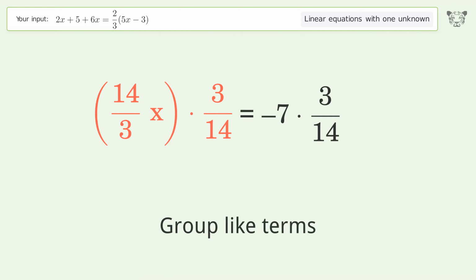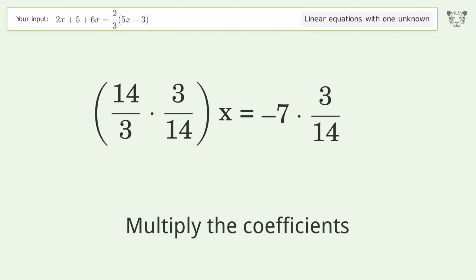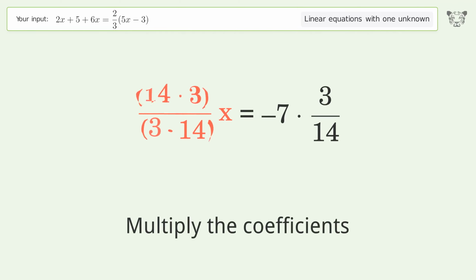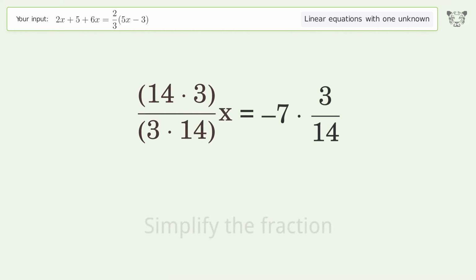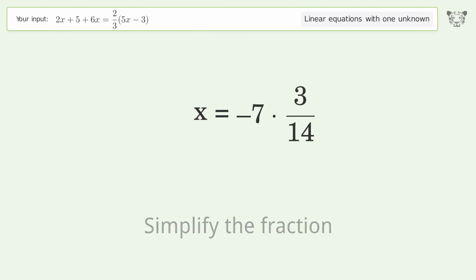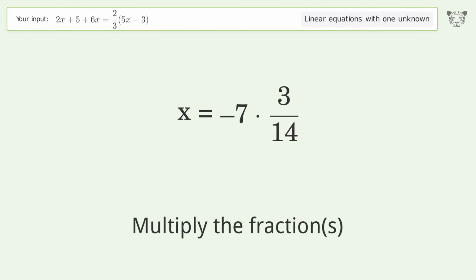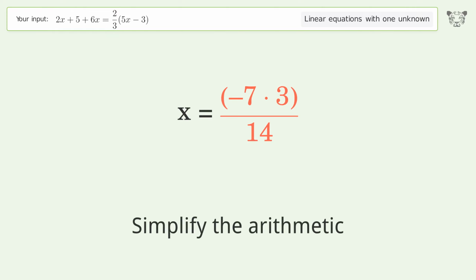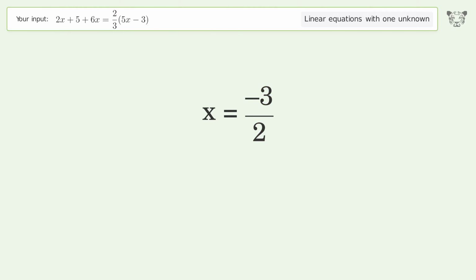Group like terms. Multiply the coefficients. Simplify the fraction. Multiply the fractions. Simplify the arithmetic. And so the final result is x equals -3/2.